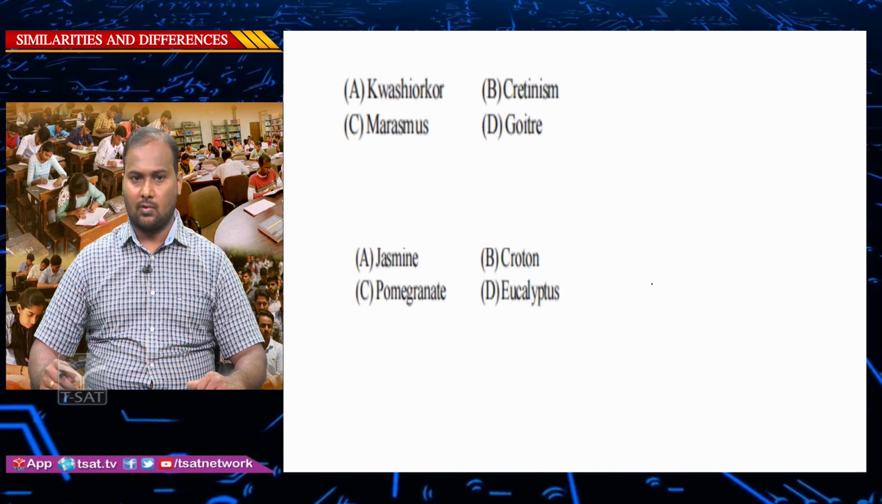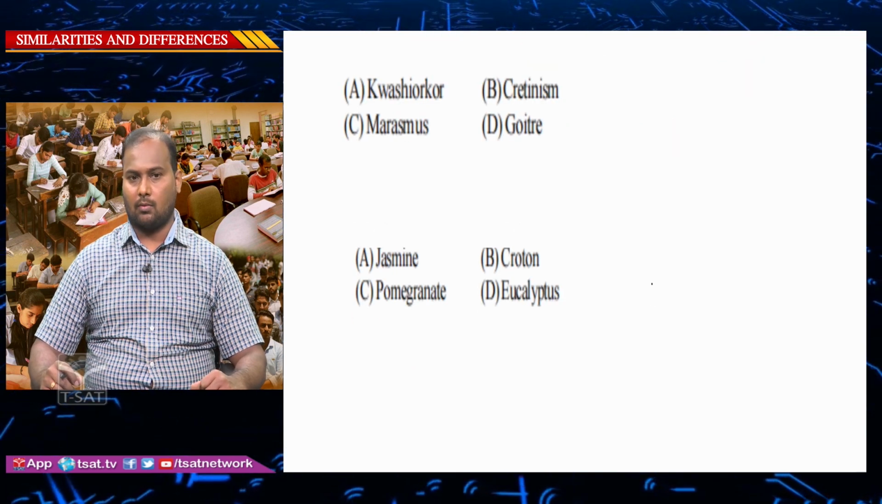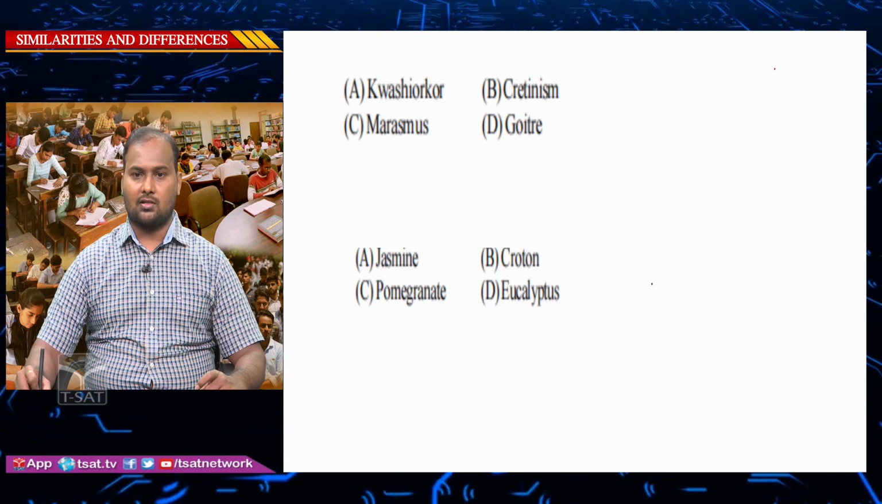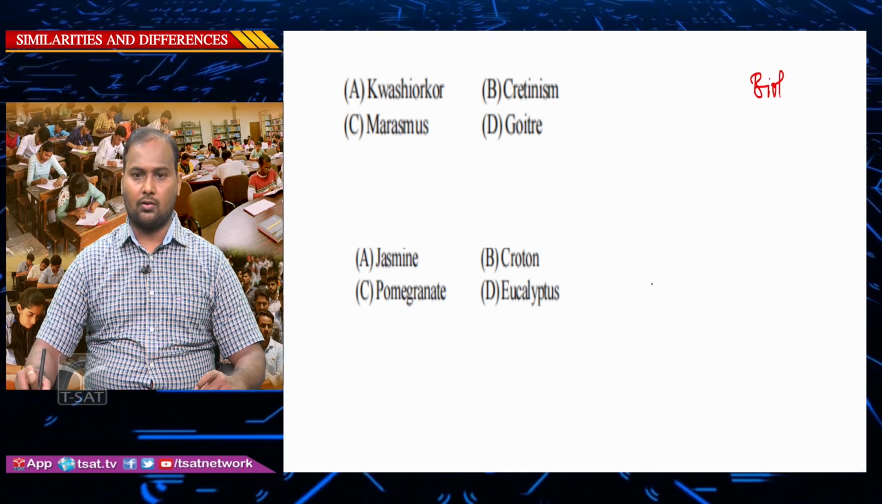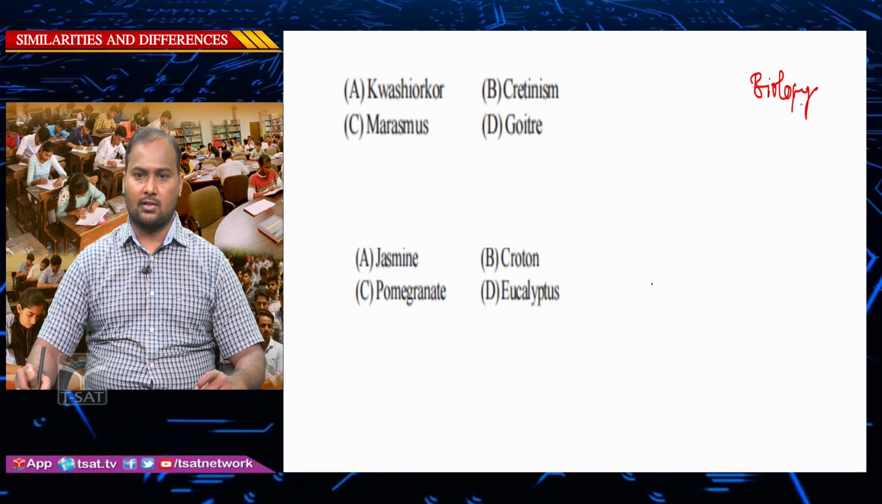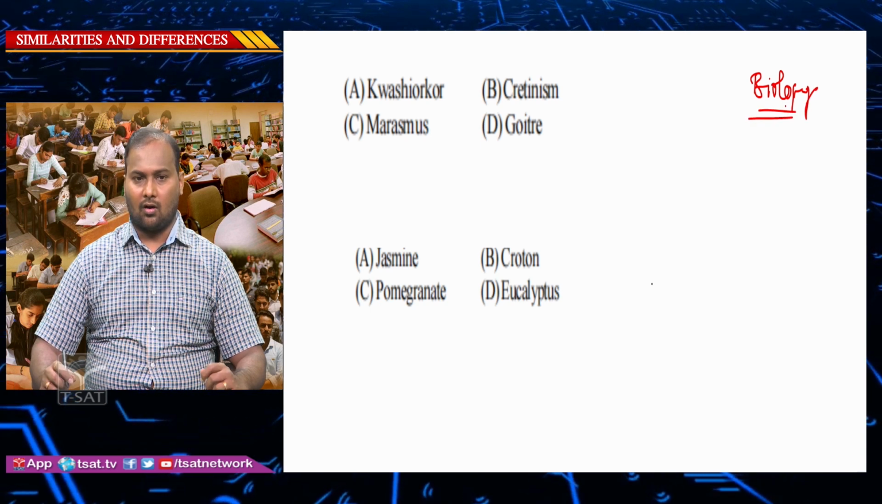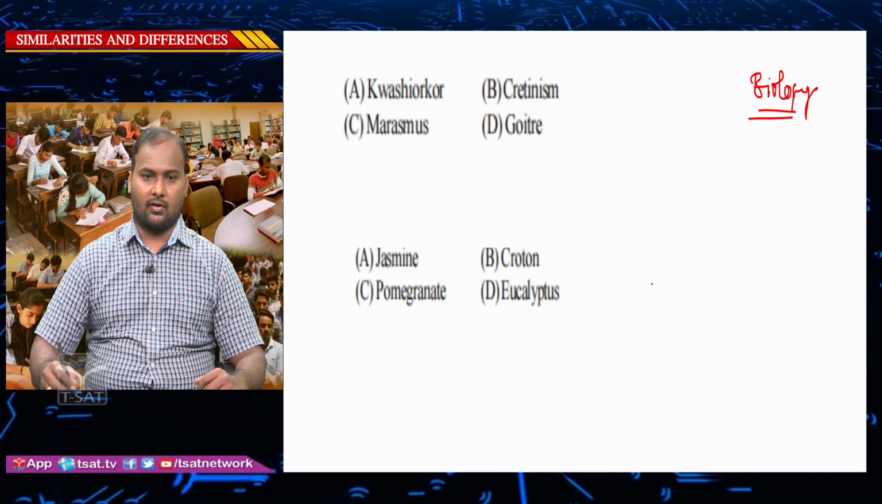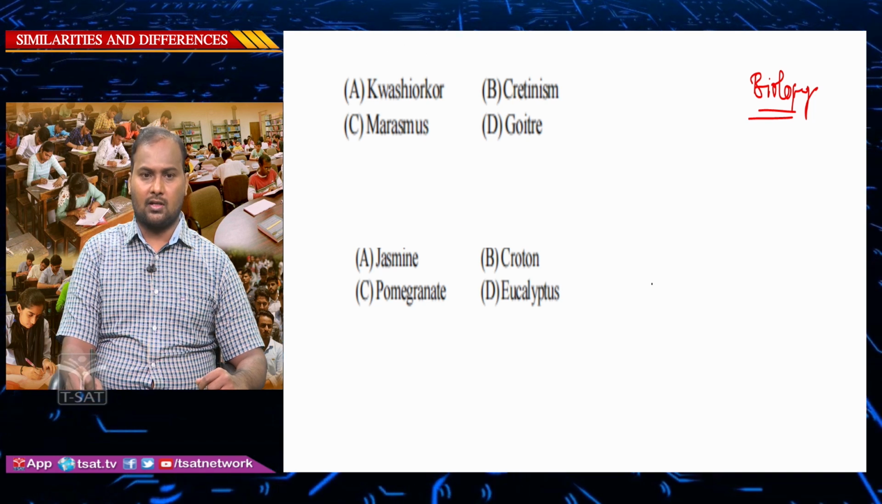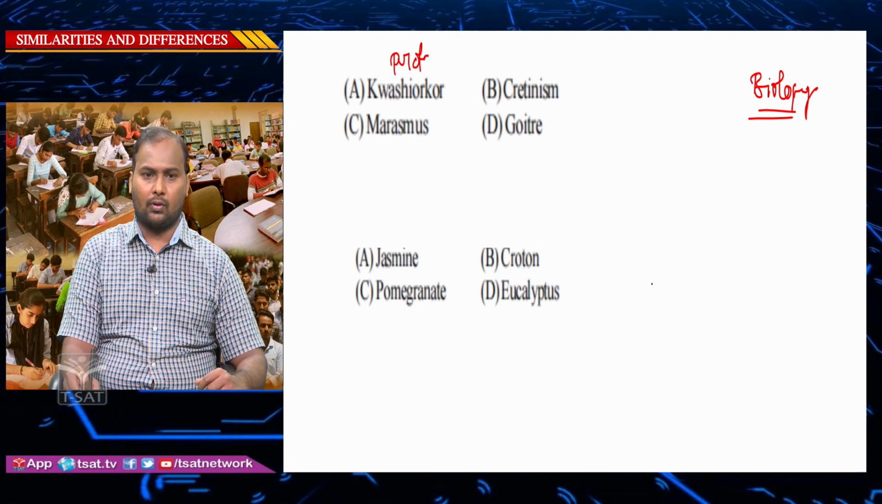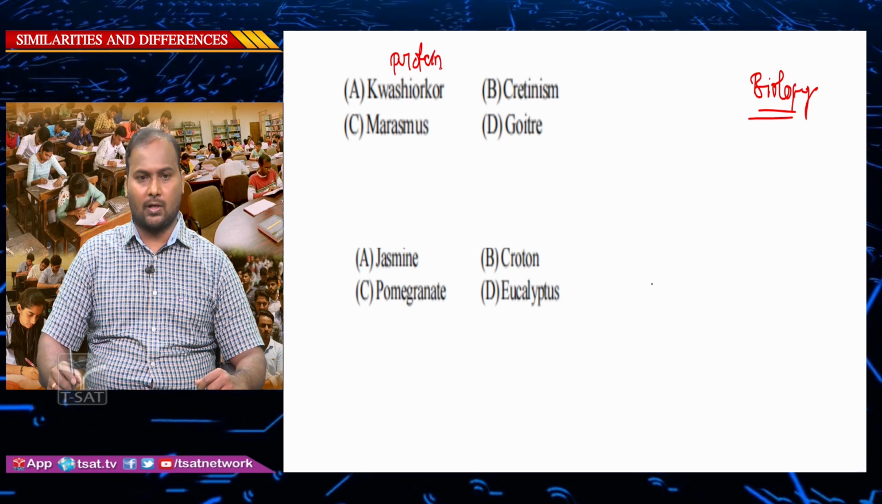See these questions. Kwashiorkor, Cretinism, Marasmus and Goiter. To answer this one, one should be thorough with biology, then only you can answer it. Because all these are diseases. For example, Kwashiorkor is the disease caused by protein deficiency in children.